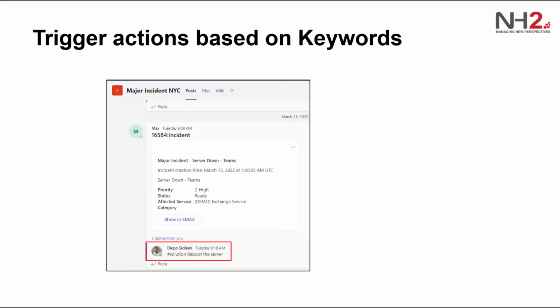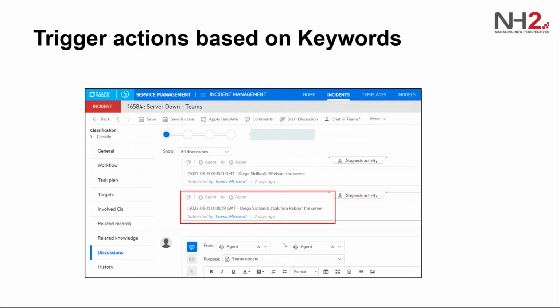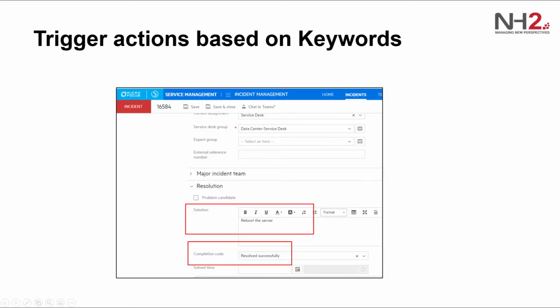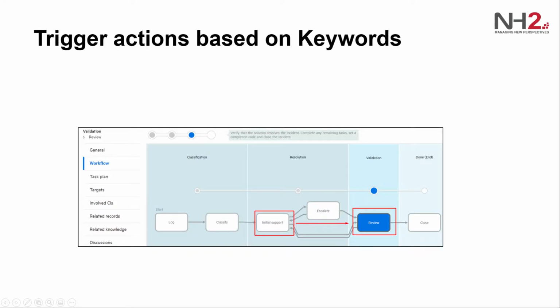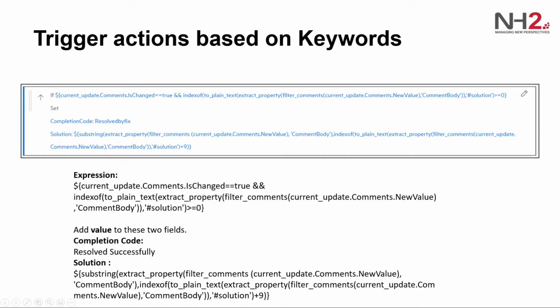SMAX can also trigger an action based on a specific keyword. In here, when a member replies with a message starting with #solution, SMAX will show the message in the discussion tab and take the solution to the resolution section. The completion code will automatically change to resolved successfully. If you look into the workflow, it is now under the review phase. This is the business rule to perform the trigger actions based on keywords.